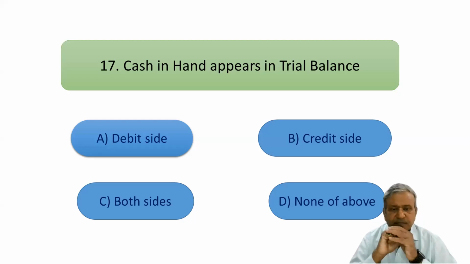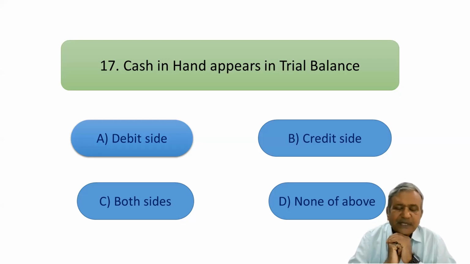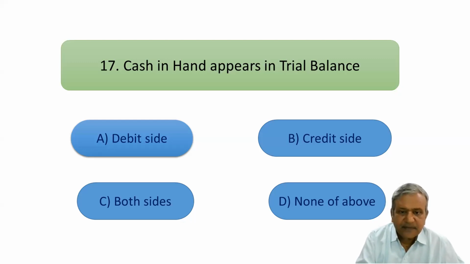Okay. Now, see, one thing is that cash in hand, always cash in hand, cash at bank, always appears on the debit side of the trial balance. It won't appear on the credit side. Both the sides it won't. So you have to mention the answer is A, debit side of the trial balance. Okay? That's all. Next one.